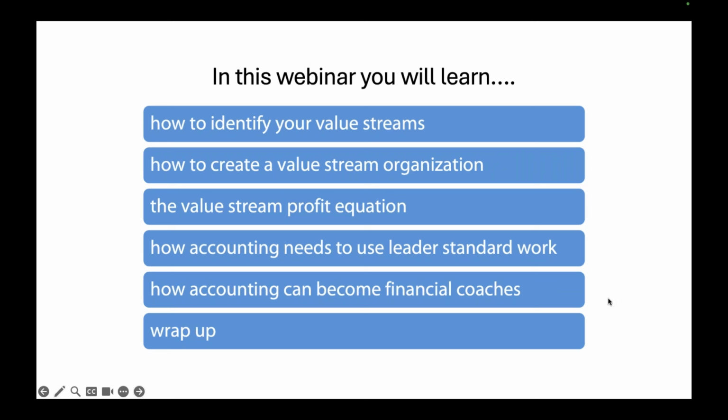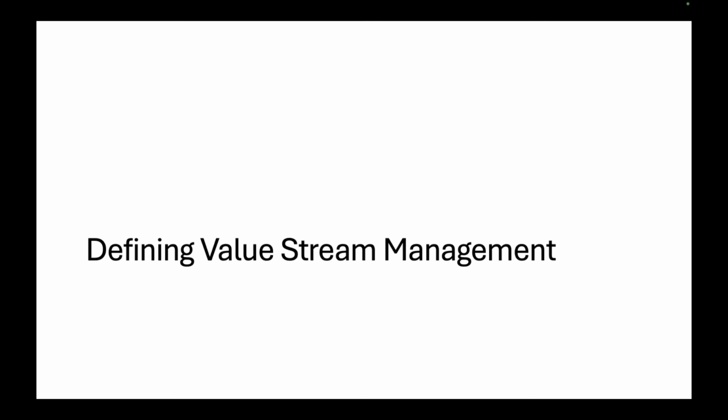So what is value stream management? Let's get a clear, concise definition of that. It is really the integration of lean practices and tools with lean accounting, or you can look at it the other way around. So if you think about lean as a system, it's really made up of 4 what I would call subsystems.